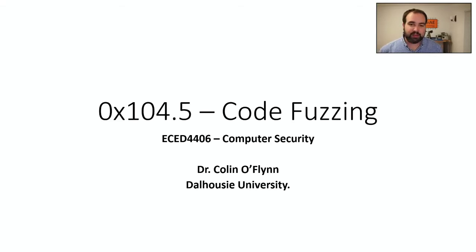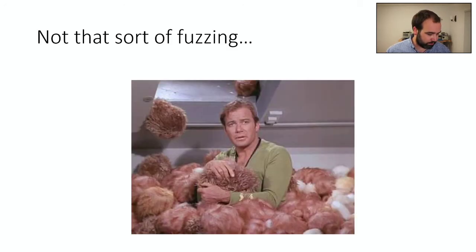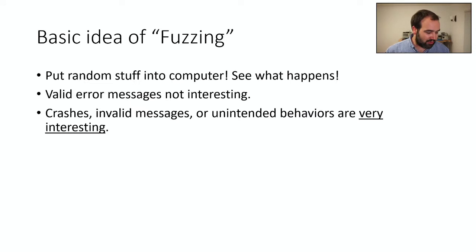So code fuzzing, as I mentioned in the safety aspect, is basically a really quick way to validate input and confirm that we're catching all sorts of invalid input. When we say fuzzing, we don't mean fuzzy animals or something like that. What we're actually talking about is putting random stuff into the code and seeing what happens, right? So it's basically brute force: put anything in, see if we get some interesting error messages.